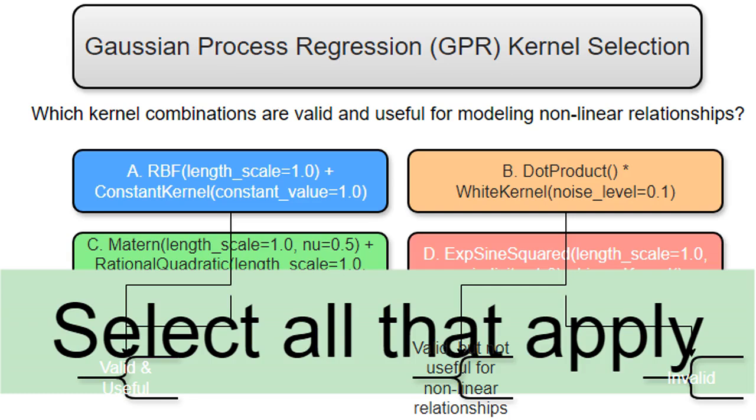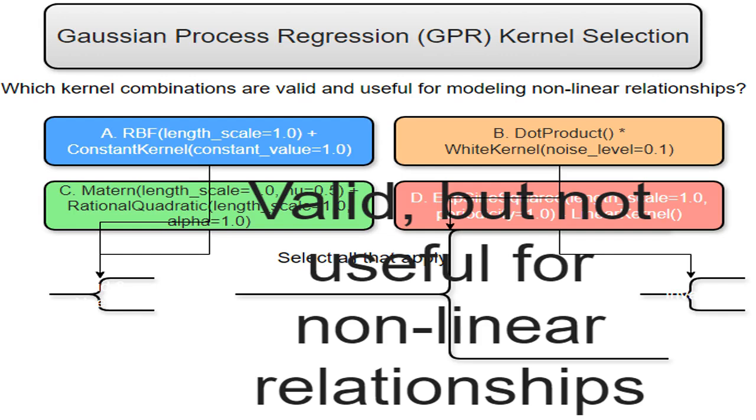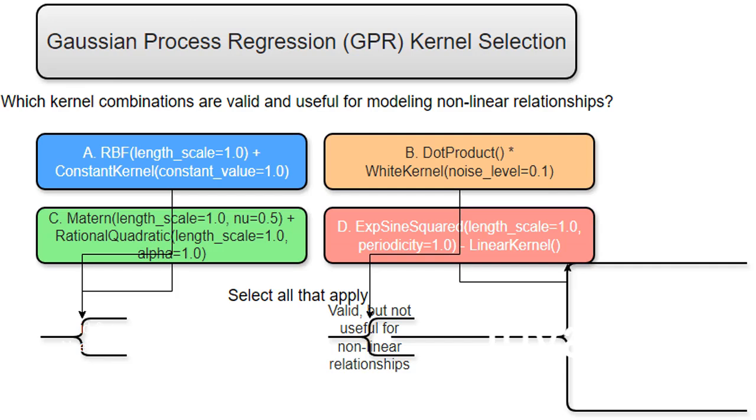This is just an instruction to select all the options that correctly model nonlinear relationships. This indicates that a kernel combination is both mathematically sound and effective at modeling nonlinear data. This means the combination works mathematically, but it doesn't perform well in modeling nonlinear data. This shows that the combination is incorrect and will not work within the Gaussian process framework.